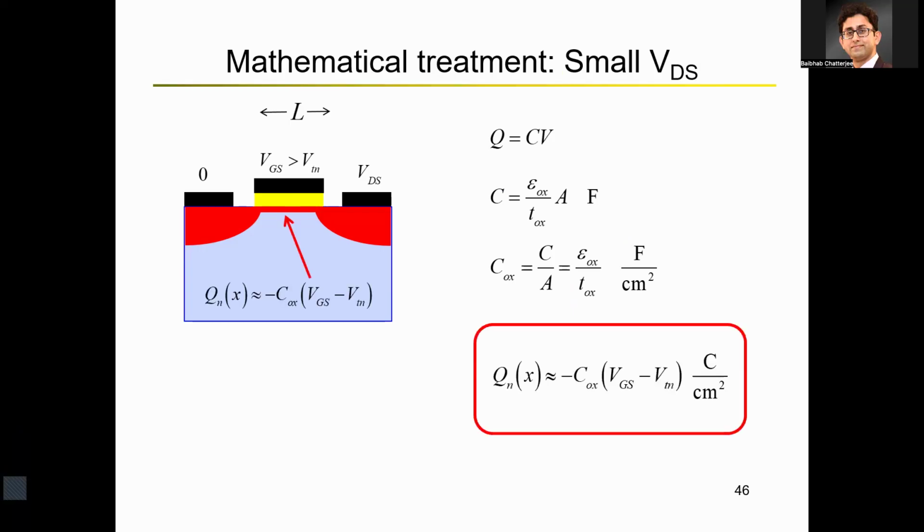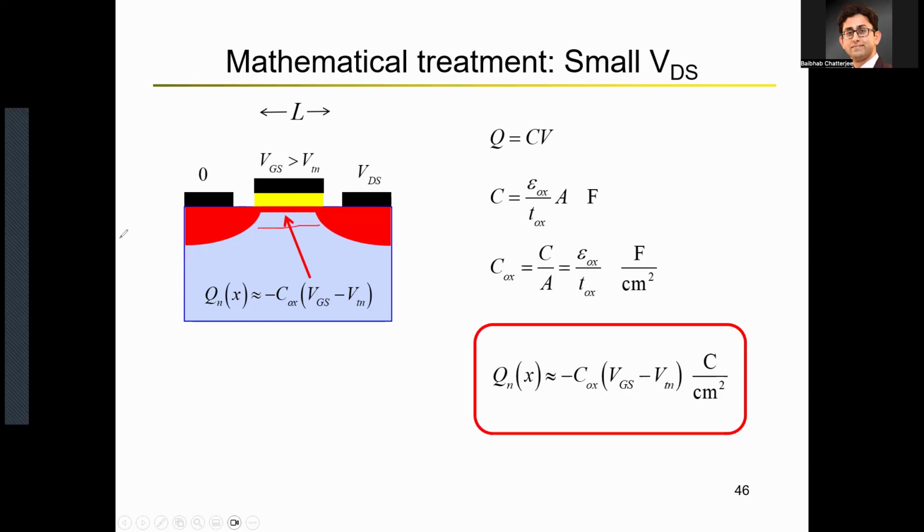All right. Now, what would be the charge in the channel in that case? The channel charge would be equal to minus of COX times (VGS minus VT). And this is the channel charge per unit area once again. And what do we mean by area?